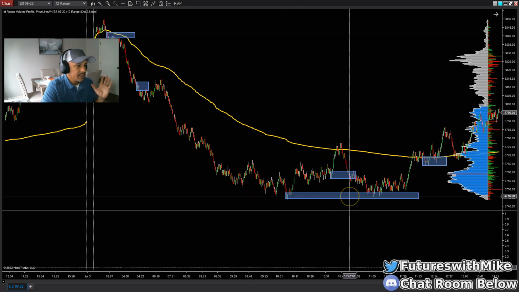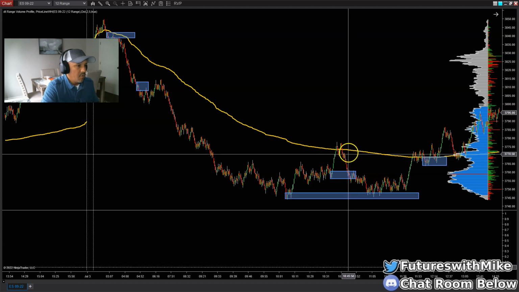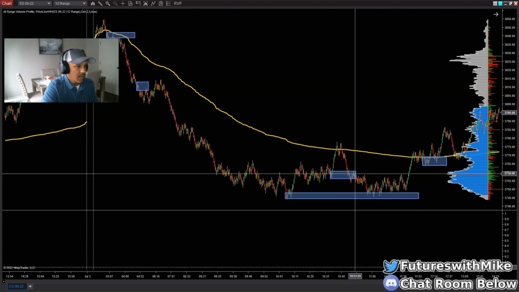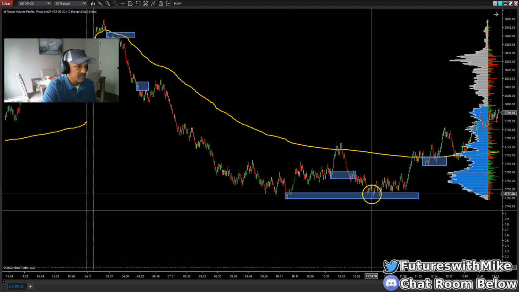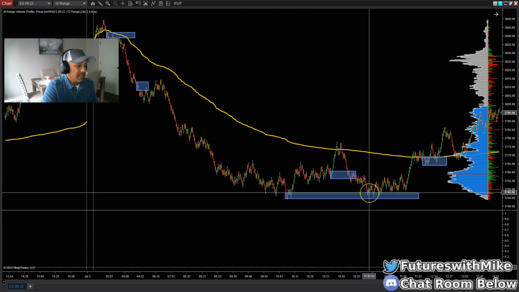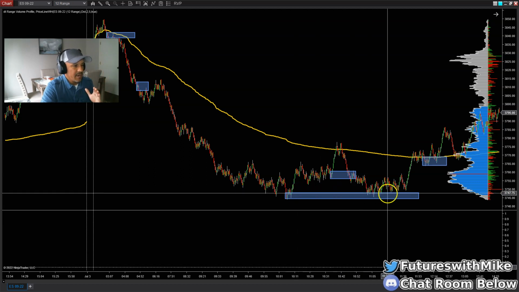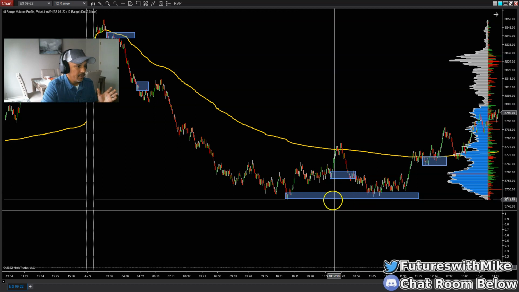This area right here where price pulled back to, say for instance right here, I think it was around 11 o'clock, whatever the case is. 11 o'clock in this area right here. All right, so I got this drawn out with a rectangle area, a rectangle box here.